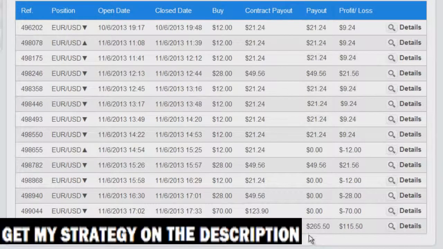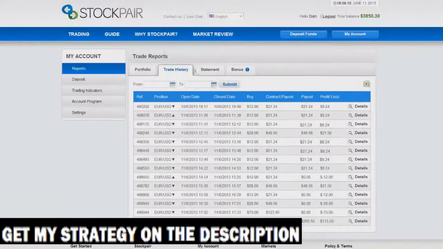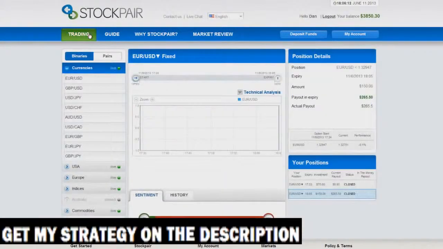So what I'm going to do now is I'm going to start all over again with step 1 and 2, and I'm going to submit my first trade of $12 all over again. We'll go back up here. We'll take a look at the account balance. It's automatically updated, and I now have a balance of $3,850.30 using my strategy.